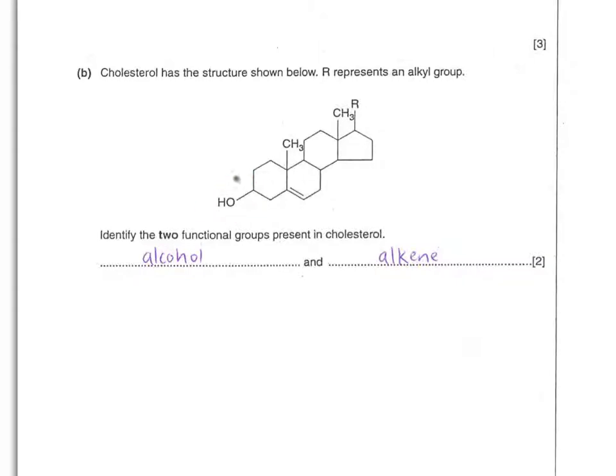Now hopefully you can see straight away that this OH group here is an alcohol group. This is not a benzene ring, there's no delocalized ring of electrons. That would have made this a phenol functional group, but it's not. It's a cycloalcohol. Alcohol is sufficient for that. And here, again, it's part of a cyclic compound, but it's still simply an alkene, a C double bond C that we've got there.